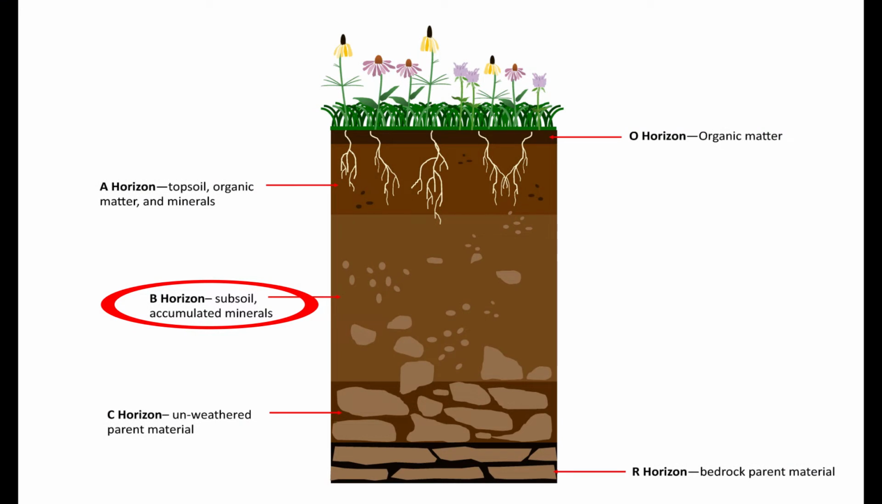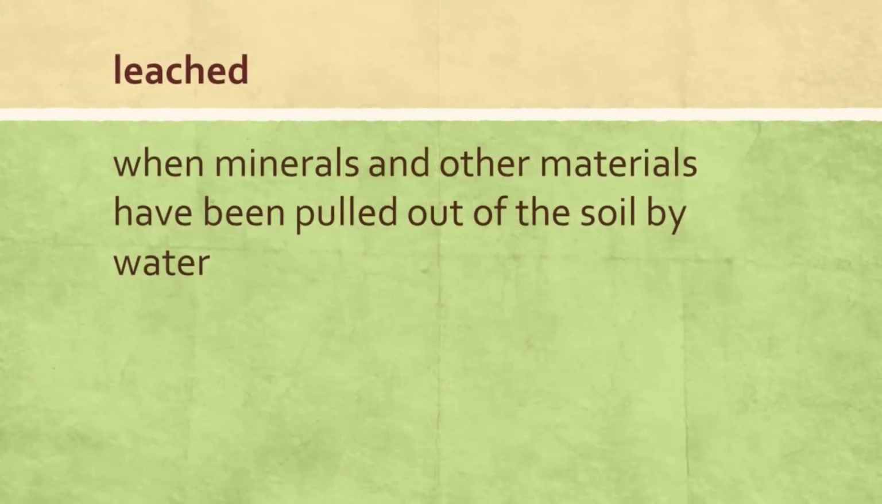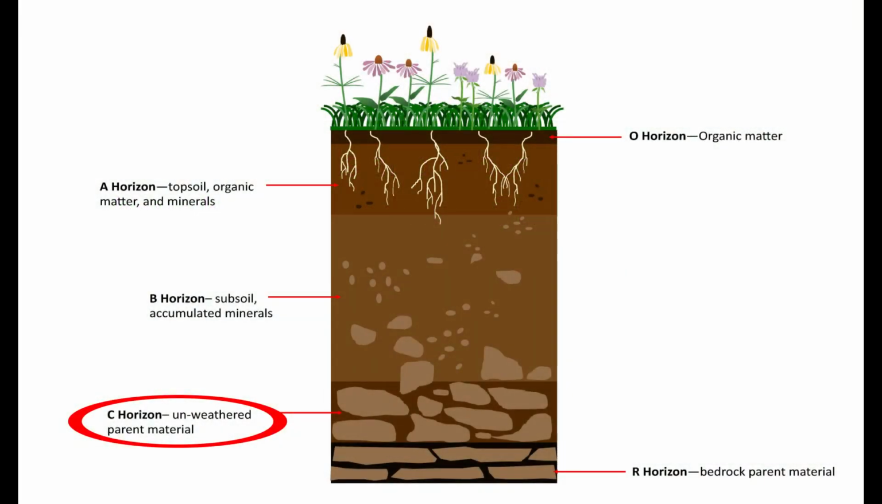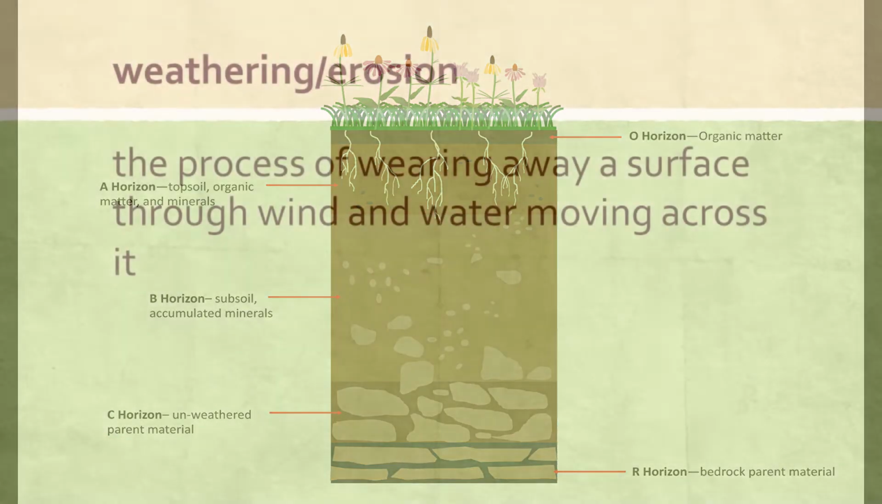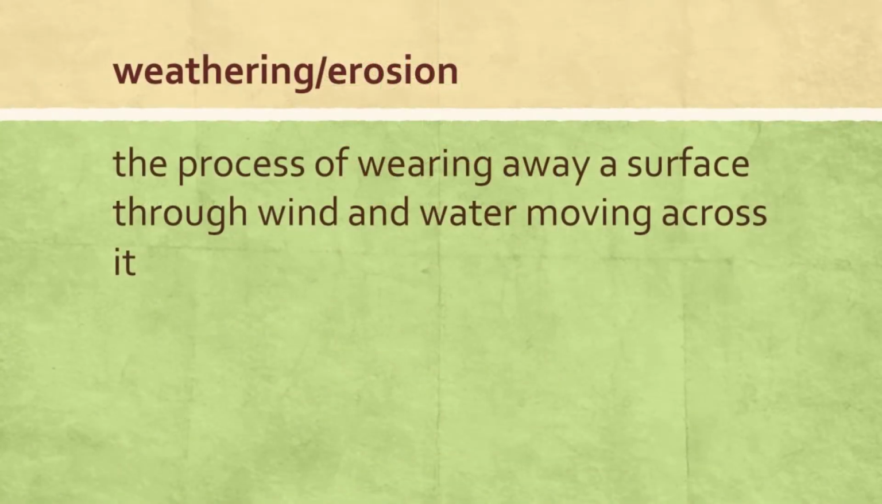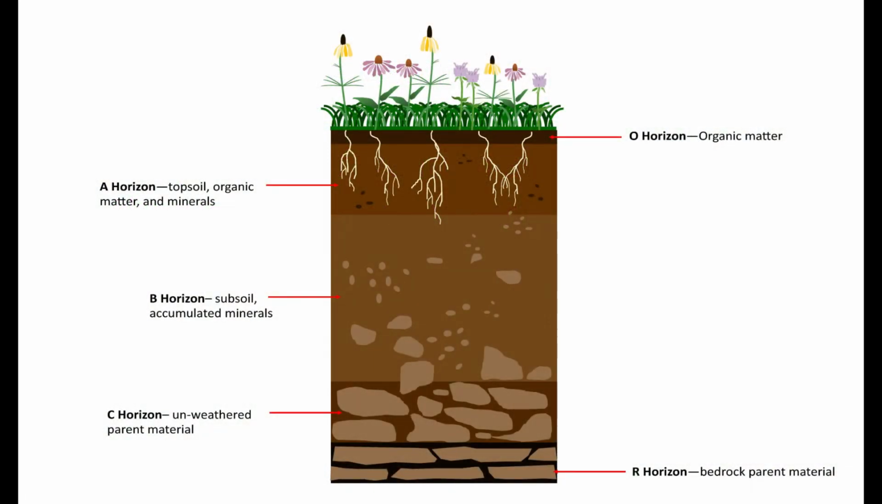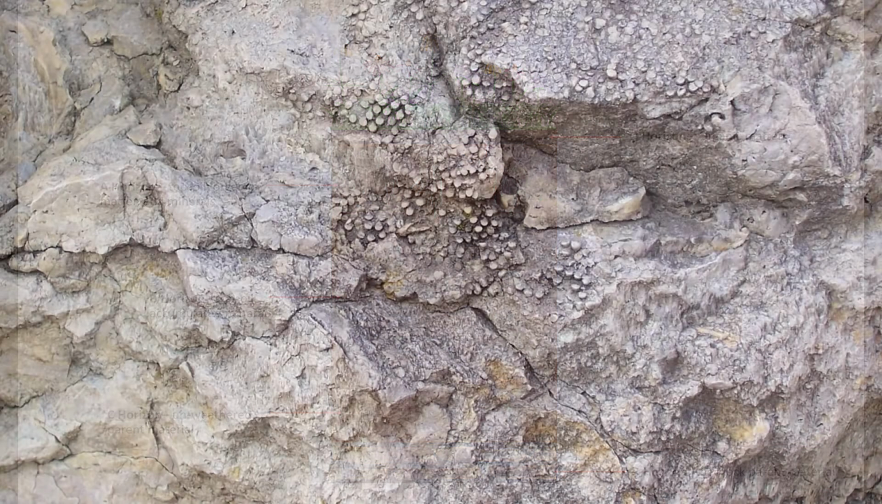Subsoil, or the B horizon, is rich in minerals that have leached or moved down from the A horizon and accumulated there. The C horizon is the parent material, or the deposit at Earth's surface from which the soil developed. This occurs through weathering and erosion, which is the process of wearing away a surface through wind and water moving across it. Finally, at the bottom is the R horizon, or bedrock, which is a mass of rock that forms the parent material for some soils, if the bedrock is close enough to the surface to be subject to weathering. This is not soil, but solid rock.